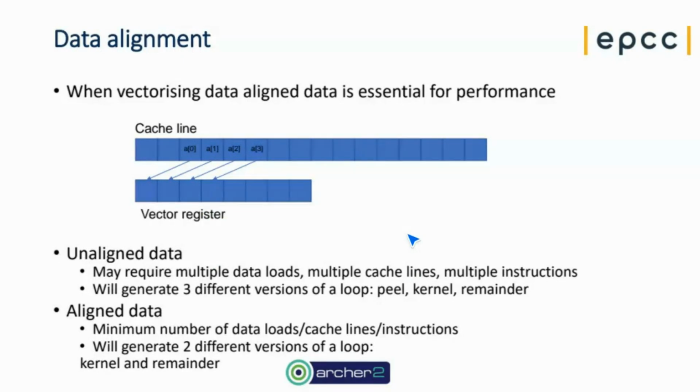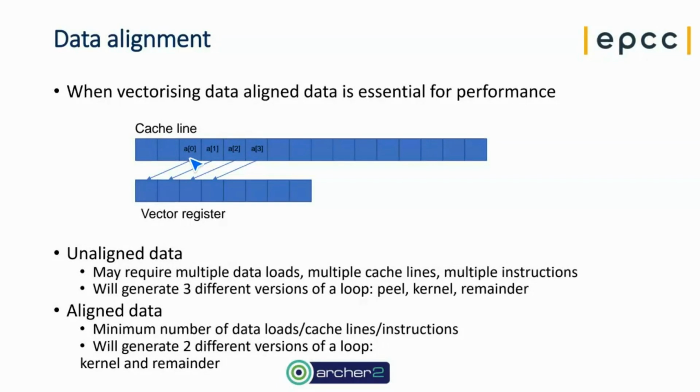Okay, so let's come on to alignment. Aligned data is basically essential. If we have unaligned data like this, so if this is a cache line here at the top, and our array is not aligned, with the array starting somewhere in the middle of the cache line and not at the beginning, then the compiler has to generate a whole bunch of instructions to try and extract these 8 elements and store them in the vector register.